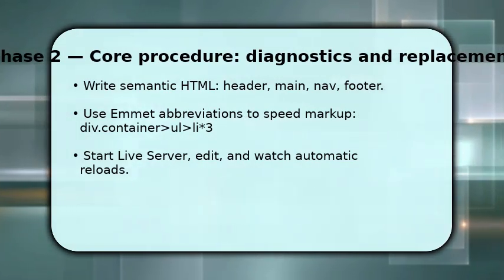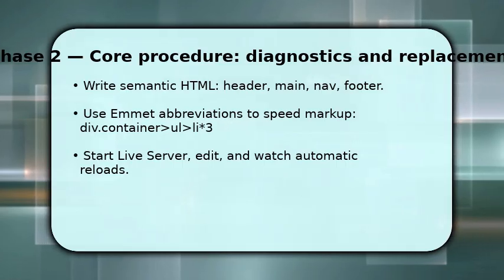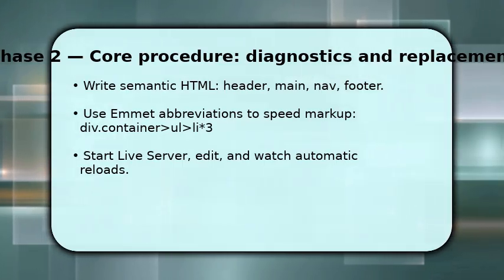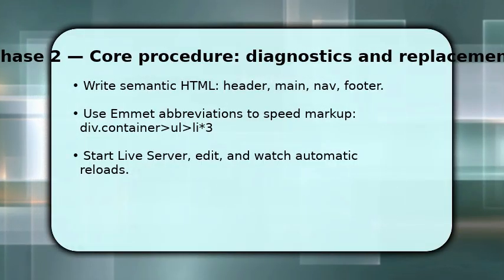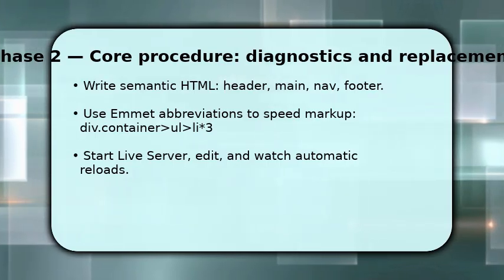Write semantic tags like header, main, nav, and footer to improve accessibility and structure. Use Emmet abbreviations for rapid markup expansion, for example div.container, ol>li*3 to create lists fast.